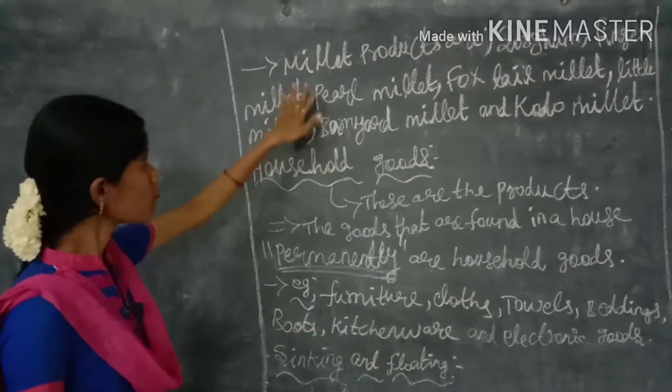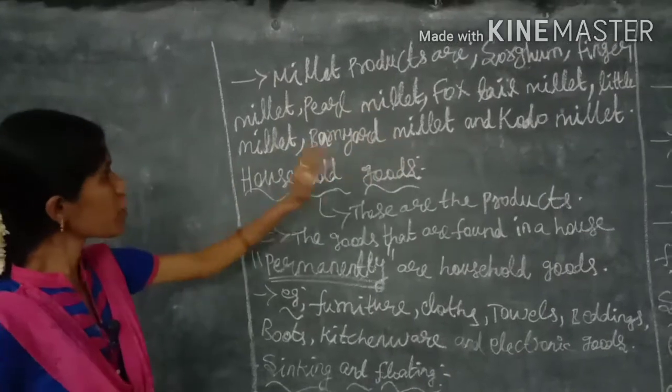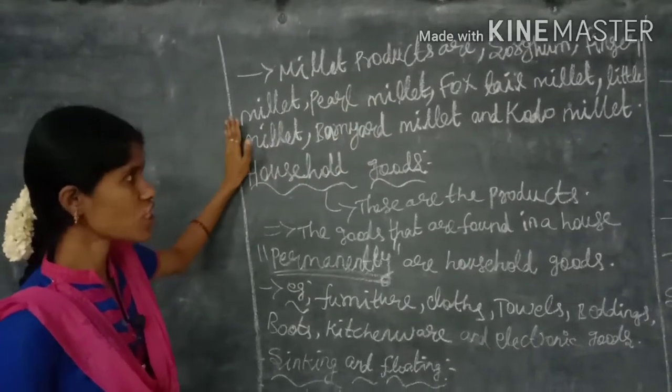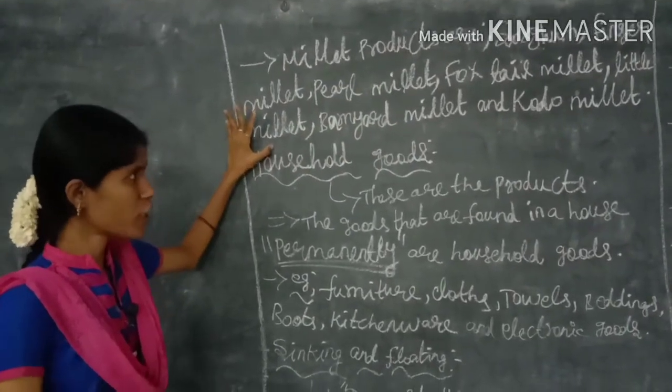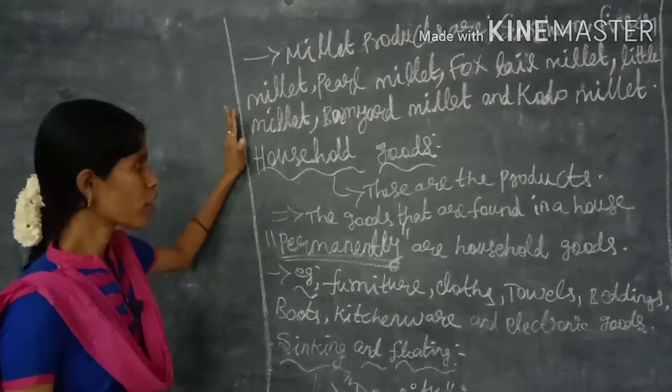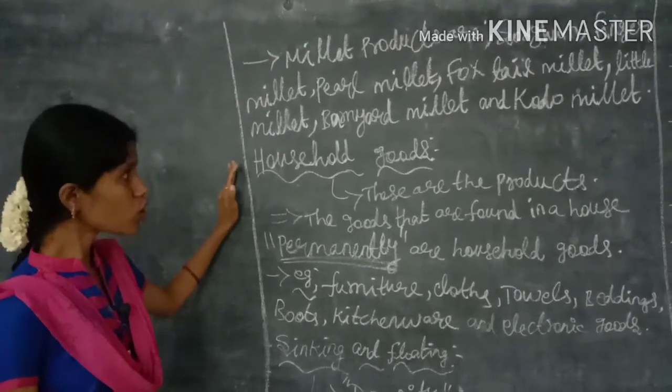The different types of millet products are sorghum, finger millet, pearl millet, foxtail millet, little millet, barnyard millet and kodo millet.